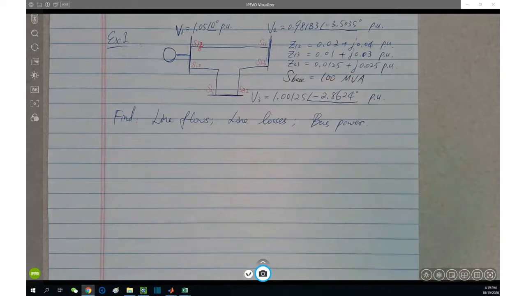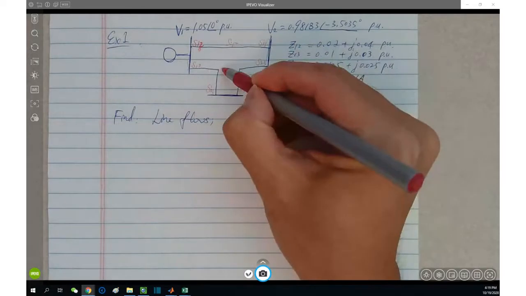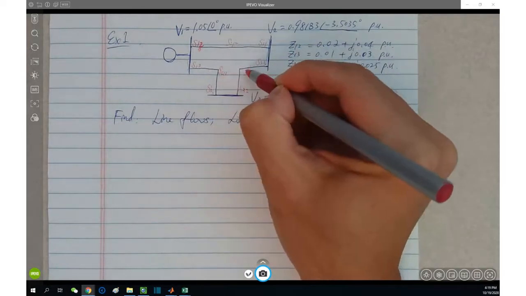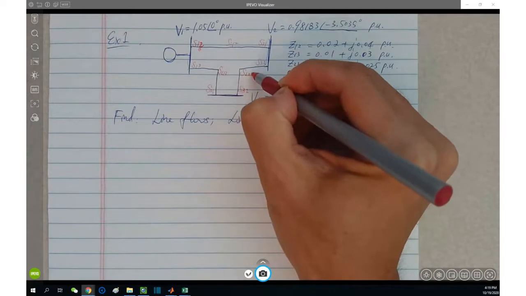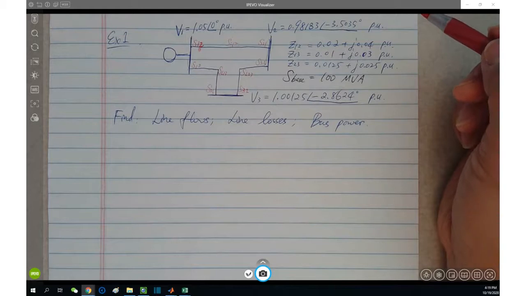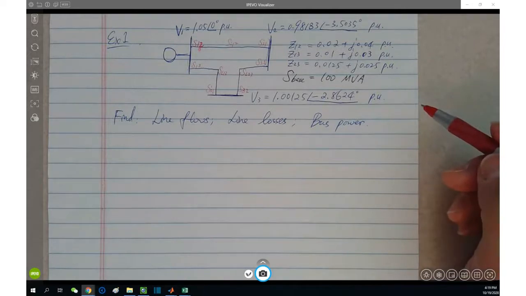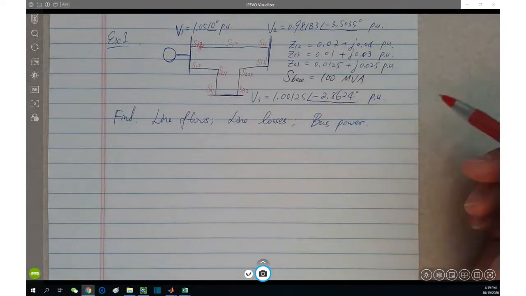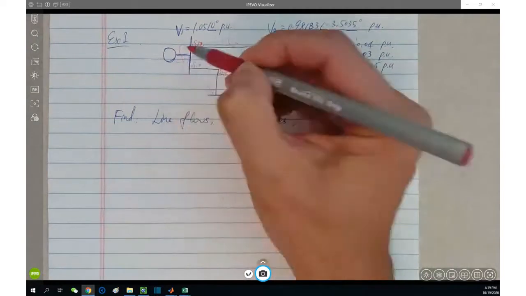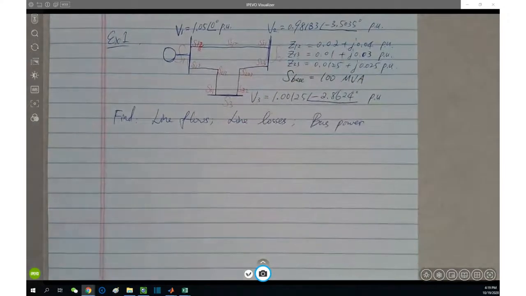Where were the line losses? Here, loss 12. Here was loss 13. Here is loss 23. Does it make sense? Six line flows, 3 line losses, all make sense. And lastly, we have 3 buses, so 3 bus powers. Where are they? Here: S1, S2, S3. Making sense? I mean the rough location.